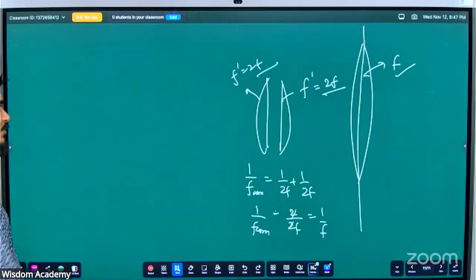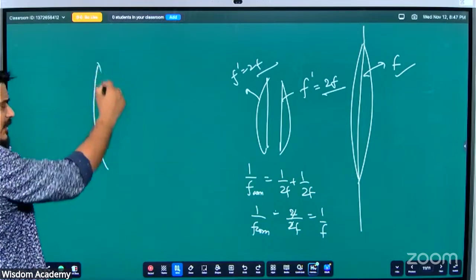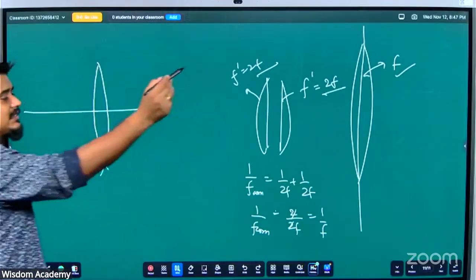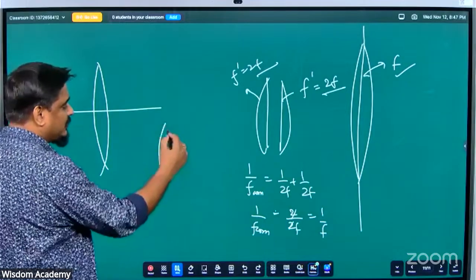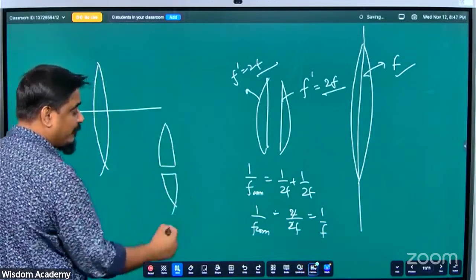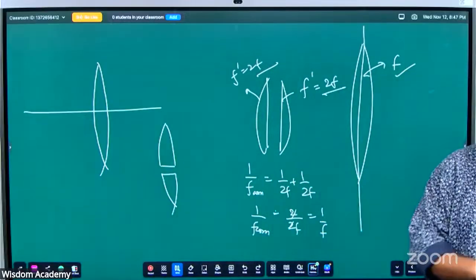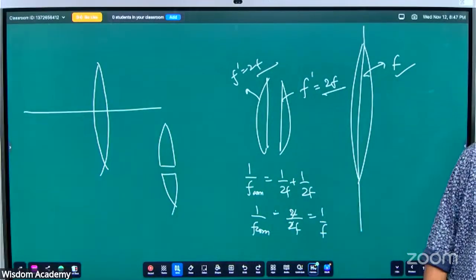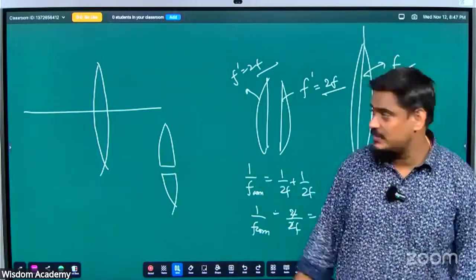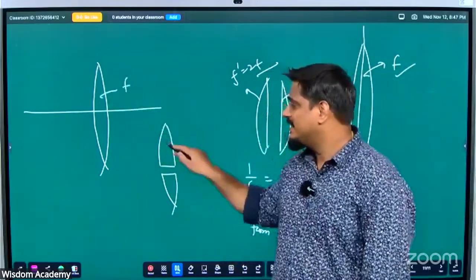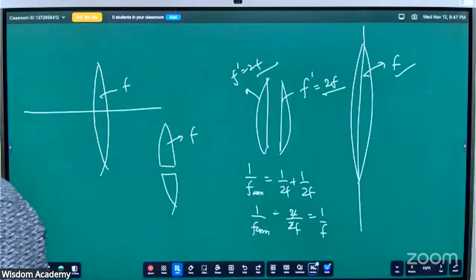If you keep a convex lens or any concave lens and cut it like this horizontally, what will happen, Yashwant? F by 2. Very good. It will remain same here. Only if you do a vertical cut, the focal length changes. If this is F, this will also be F. Very important things these are.